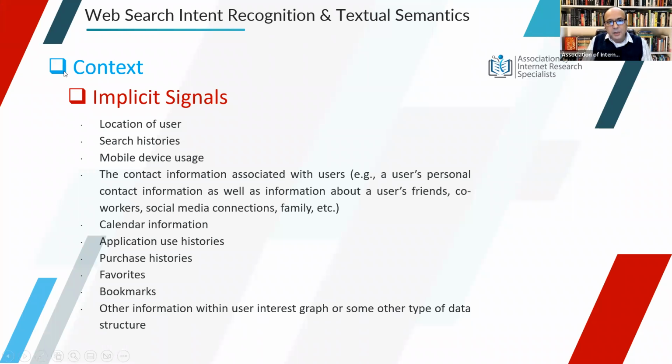The signals which add to that implicity are explained or itemized here. We broadly call them context, but in other words, it's an implicit context. Implicit signals can be your location, your search history, your mobile device usage, the contact information, like users' personal information, for instance. When you register, when you put your basic information and your login and all that, at that point, it is collecting certain information.